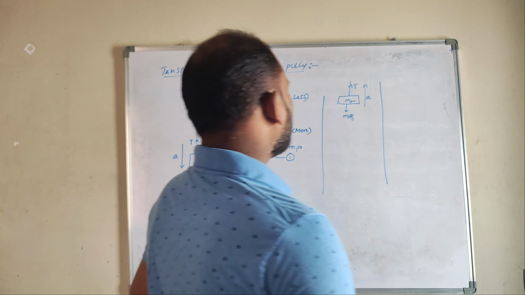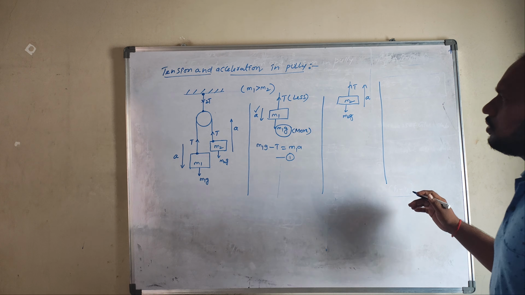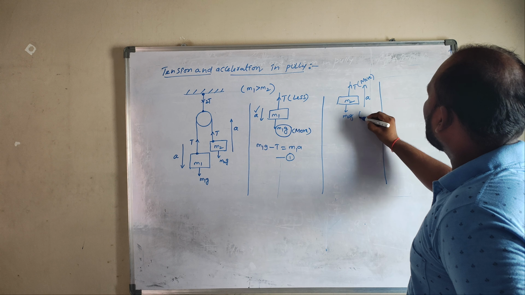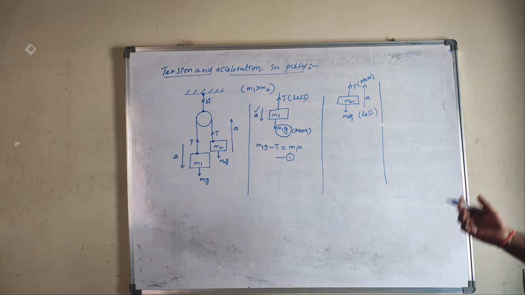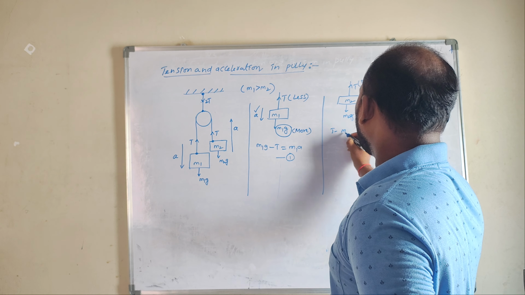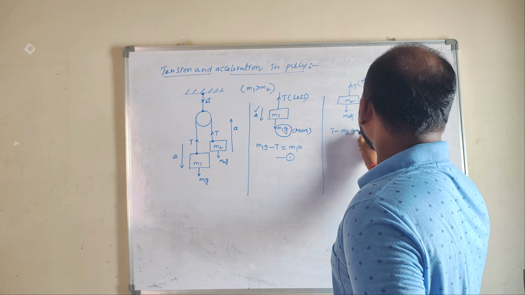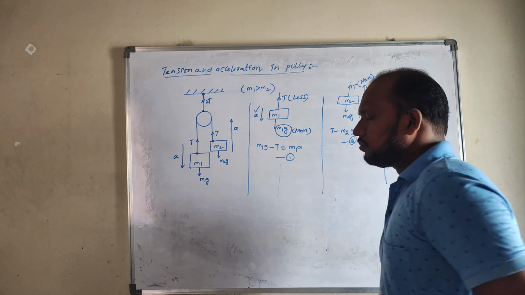Here, guys, the acceleration is upward. Acceleration is upward, which means the T force is more and M2G is less. Because of that, the object is accelerating upward. So what do I write now? T minus M2G is equal to M2A. Let us say equation 2.